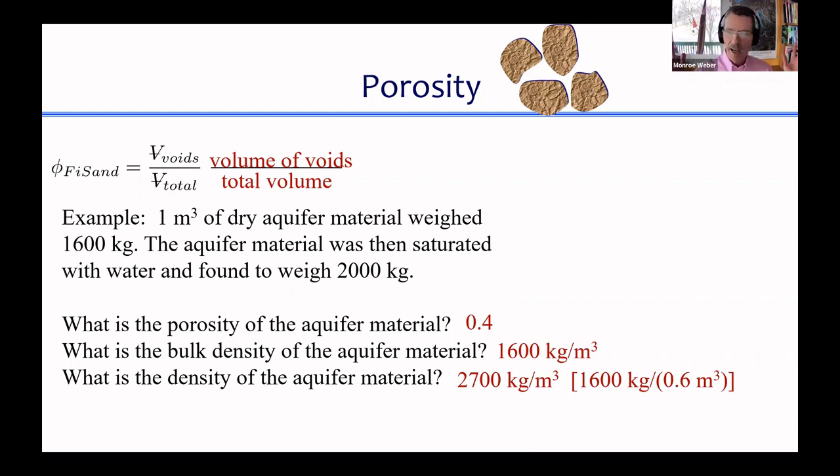And by the way, I, of course, set this up so that it made some sense. The actual density of silica sand is around 2,650 kilograms per meter cubed. So that's what I was talking about here with this aquifer material was mostly like quartz sand, or silica sand.